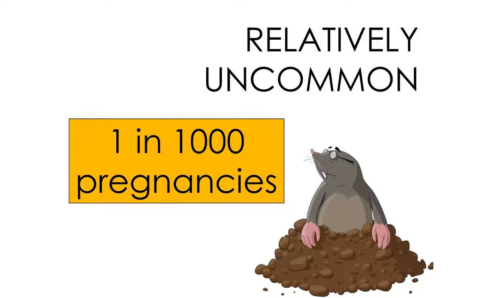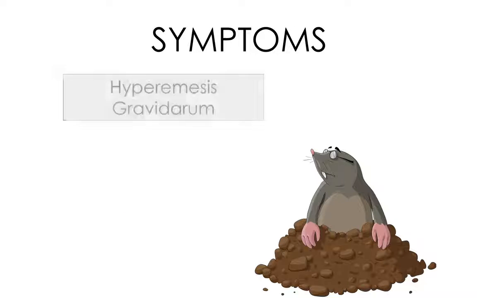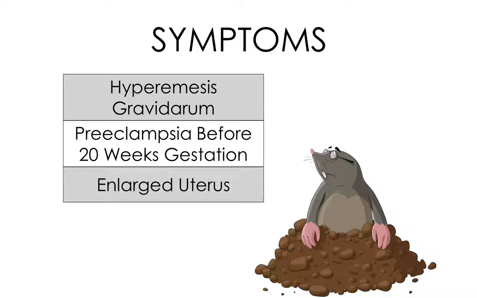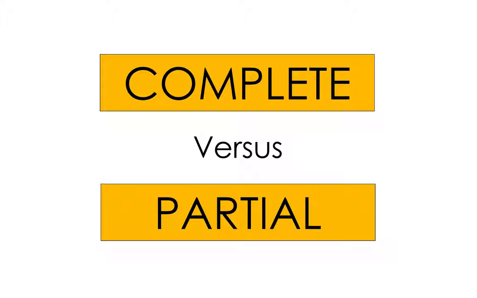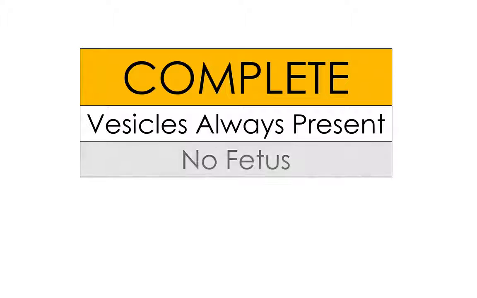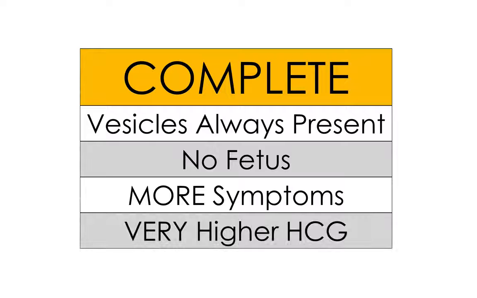Molar pregnancies are uncommon and have an incidence of 1 per 1,000 pregnancies. Patients with molar pregnancy will often present with hyperemesis gravidarum, preeclampsia before 20 weeks gestation, and an enlarged uterus. There are two genetic types of molar pregnancy, complete and partial. Complete molar pregnancies always have the hydropic vesicles classically seen on ultrasound. There is no fetus present, they have more symptoms, and a very high HCG, often greater than 250,000 milli-international units.